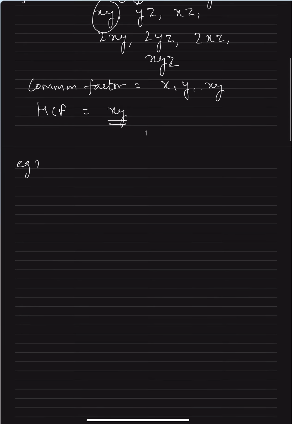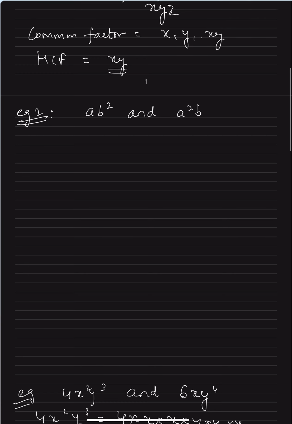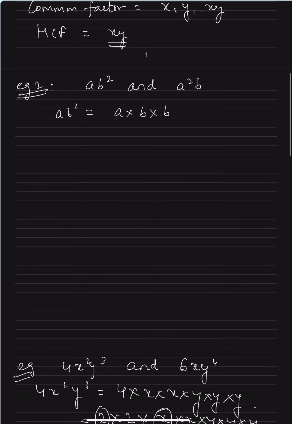Suppose in example number 2, I take AB square and A square B. Now, first we will say AB square is nothing but A into B into B. See, from here we can say that 1A from here, 1A from here, and 1B from here. But for that you need common powers, that is A raised to 1, B raised to 1. So instead of all these things, the easiest way is AB square, we can write this, and we can also write its factors as A, B and B.